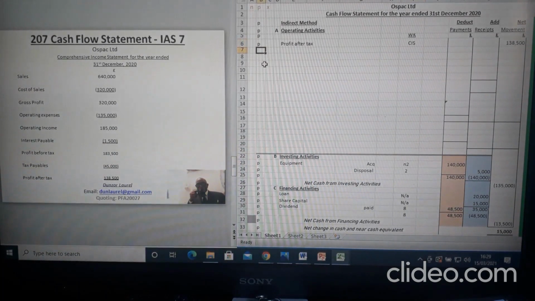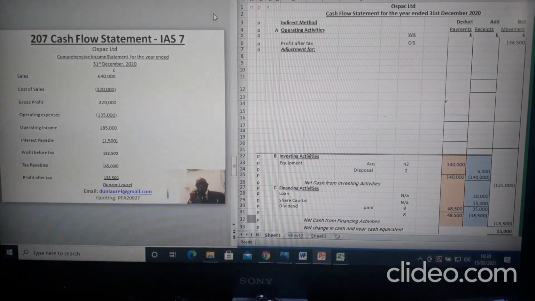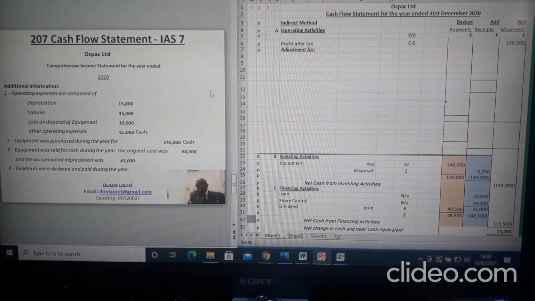After that, I will now head adjustment for items not involving the flow of cash, which is add or deduct. So I simplify it by saying adjustment for, and under this, I will now put the items, whether they are deduction, application, or their source. Once this is done, I will now go to my additional information, which is here. I will walk through and begin to pick items that do not involve the flow of cash.